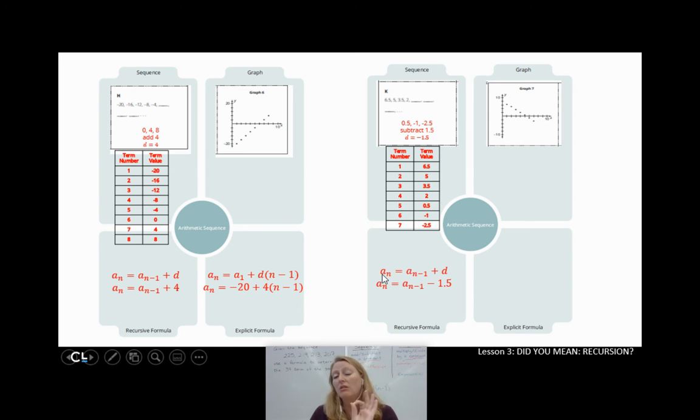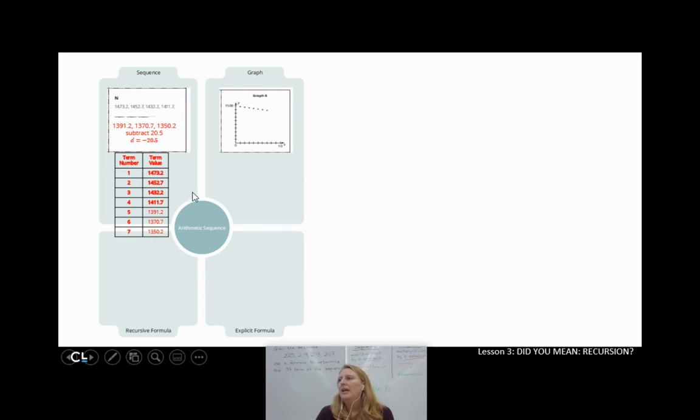So I'll say the recursive formula is a sub n equals a sub n minus 1 minus 1.5. And I'll say that my explicit formula, my first term was 6.5. So I'll say my explicit formula is 6.5 minus 1.5 times n minus 1, because that's my common difference.